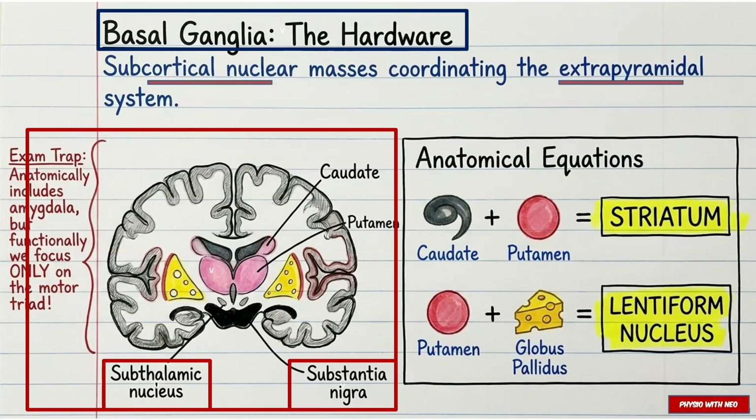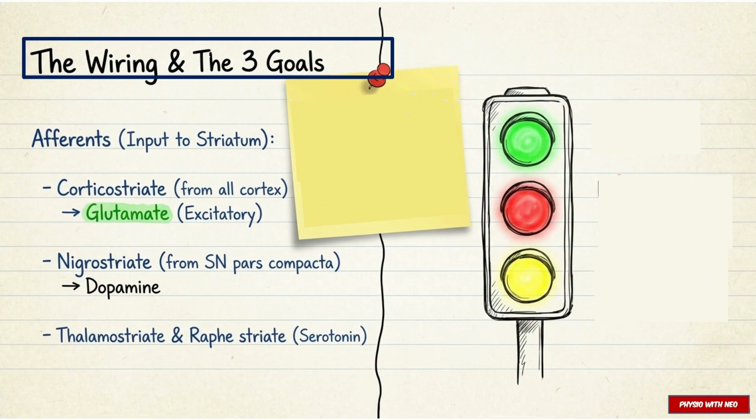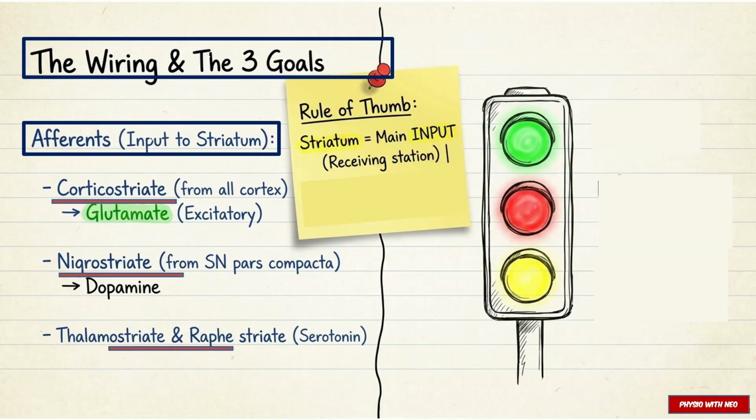Now that we know the hardware, let's understand how these nuclei communicate. Basal ganglia receive inputs mainly from the cerebral cortex through glutamate, nigrostriatal fibres from the substantia nigra through dopamine, and thalamus and raphe striatal fibres through serotonin. Think of the striatum as the main input station and the globus pallidus as the main output station.